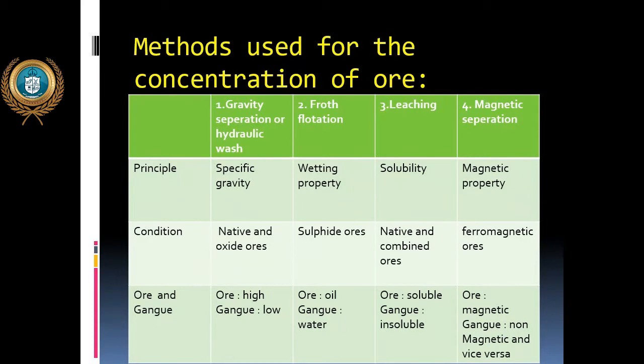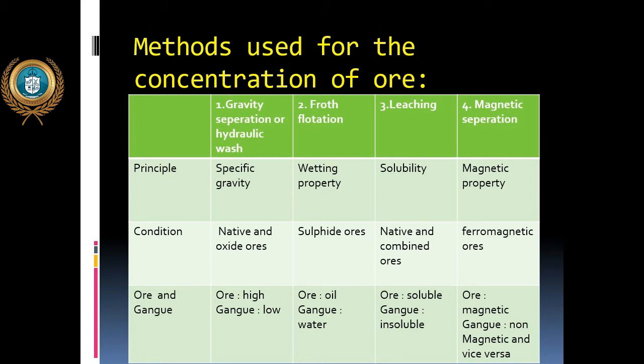Here, the condition: what type of ores, the nature of ores we use. For the first method, native ores and oxide ores. Native ores can be there, and it can be the combined state also. Then for froth flotation, only sulfide ores. So in froth flotation, what type of ores are we going to take? Only the sulfide ores. Then for leaching, the same, native and combined ores. And for magnetic separation, we are taking ferromagnetic ores, the ores having the magnetic property. Such a type of ores we are taking for the magnetic separation.